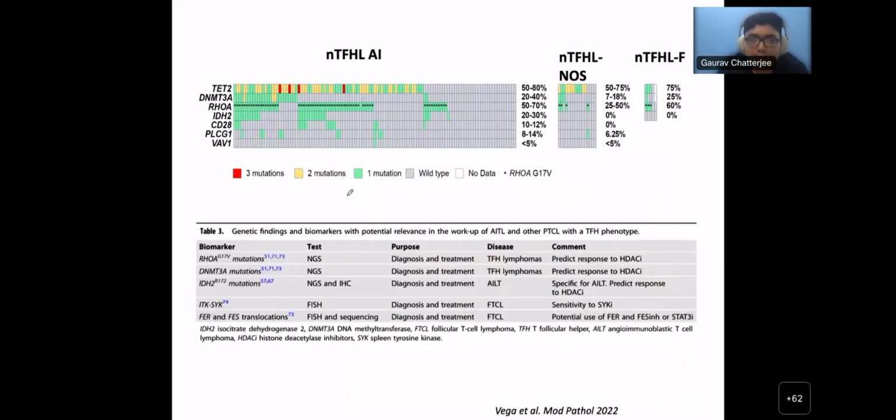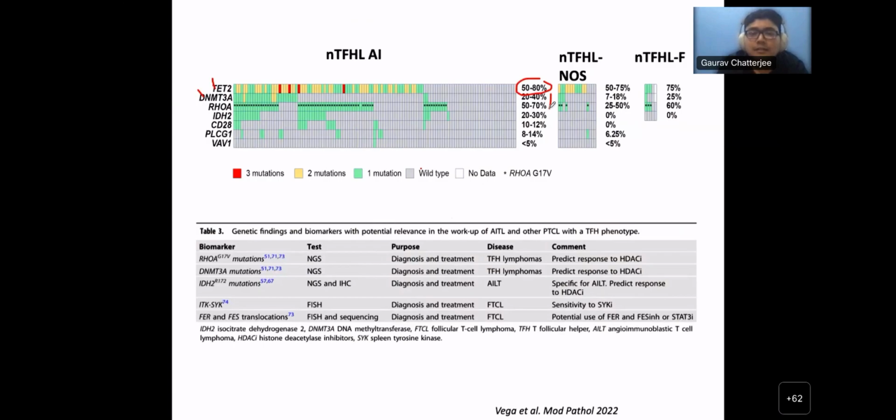And when you looked at the literature, AITL has a very high number of mutations of TET2 and DNMT3A. As you can see, 50 to 80% TET2 mutation, 20 to 40% DNMT3A. So it's very high. Any other neoplasm where you have seen TET2 and DNMT3A? Can you tell me, where do you usually see TET2 and DNMT3A mutations? Do you see them in lymphoma?